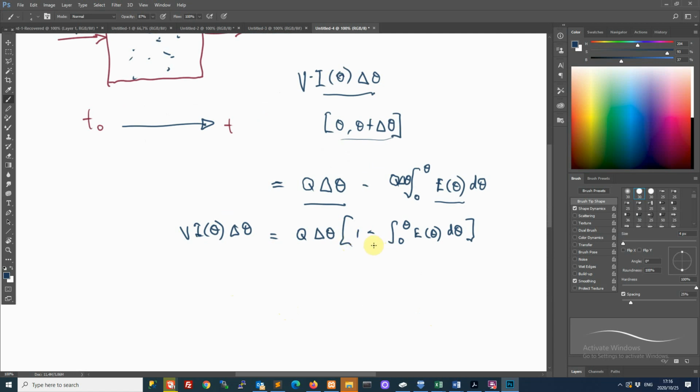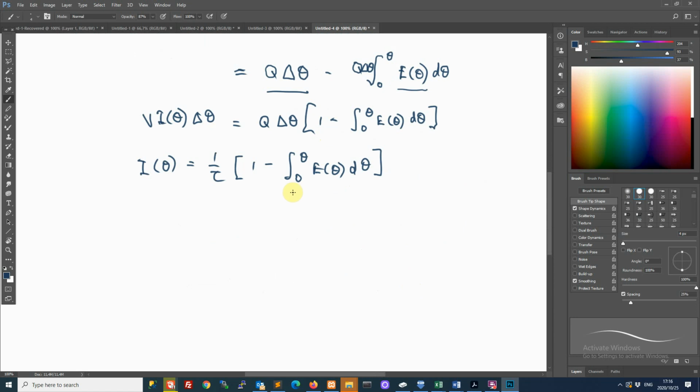And you can see the relationship now. You can see I of theta is then simply, you can divide by V delta theta. So Q over V is 1 over tau. So this is 1 over tau. And then the delta thetas can cancel, leaving us with simply 1 over tau times 1 minus the integral naught to theta of E of theta. And that's the other half of it, right?